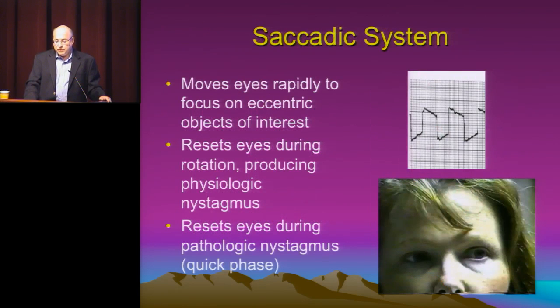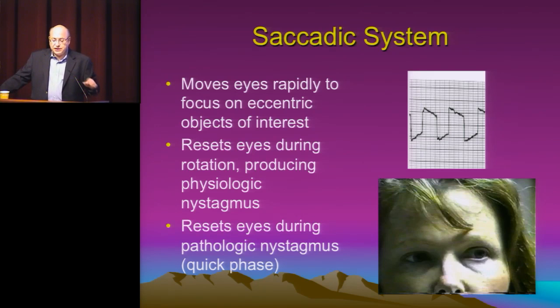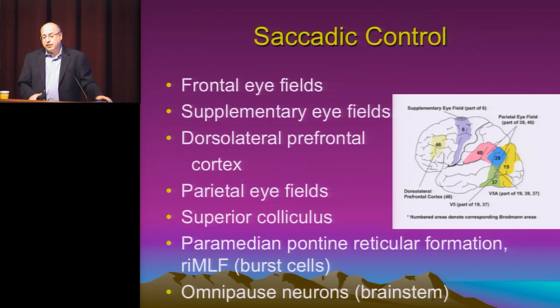The saccadic system, or rapid eye movements, allows eyes to rapidly focus on eccentric objects of interest. So if we want to look to the side, we make rapid eye movements or saccades. And it also resets the eyes during rotation, producing physiologic nystagmus, so that if we're rotating, we get nystagmus. Or if you're sitting on a train, you'll see nystagmus. It also resets the eyes during pathologic nystagmus. So remember, when we have nystagmus, the problem is the slow eye movement, and the rapid correction is the jerk that we see.